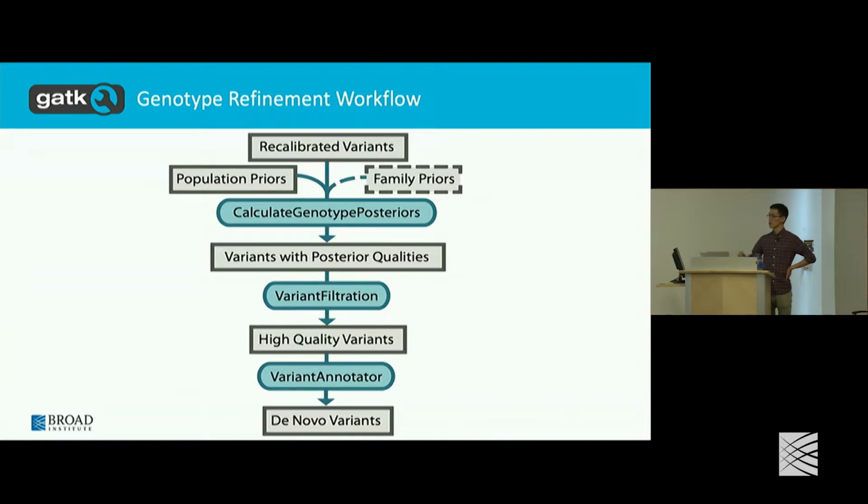You could also optionally annotate, if the family information is available, the variants that are de novo. De novo variants are variants that only the child has, but neither of the parents do. So this is the workflow.